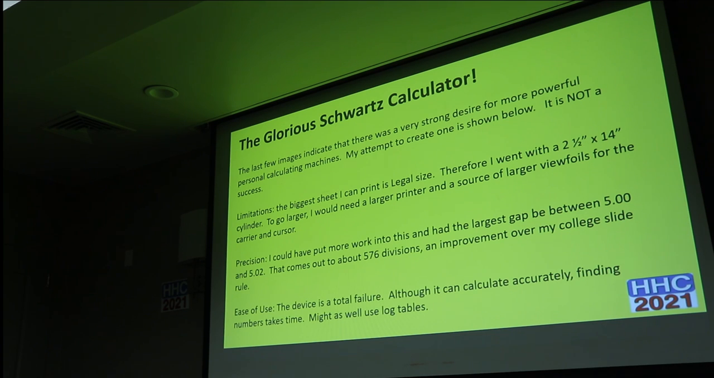123 times 456. 5, 5, 2 something. I don't know, 3 maybe. So this is only marginally better than your standard 12-inch slide rule. However, I think it's subject to improvement if you have a larger printer.